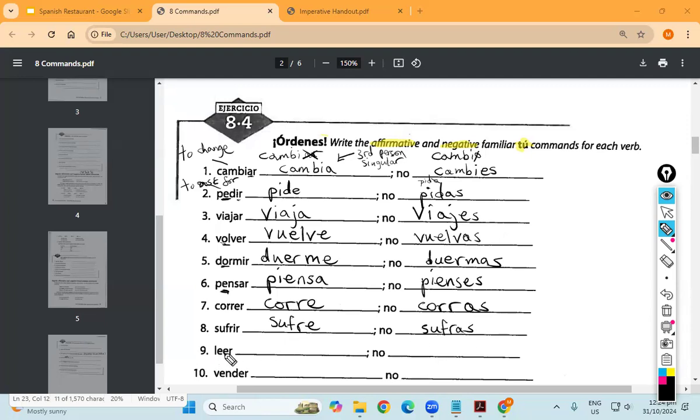Leer, read it. Lee, right? Well, read, not read it. Not it, just read, right? No leas, right? No leas. Vender, vende. So sell. Don't sell, no vendas. Right? All right. Check over your answers against mine. See if I have made any mistakes that need correcting. If you have anything that you want explained.